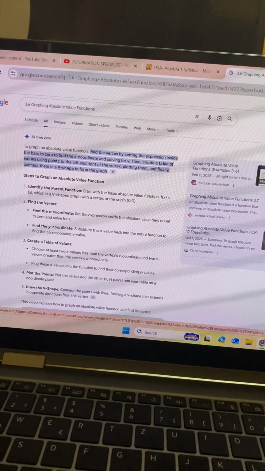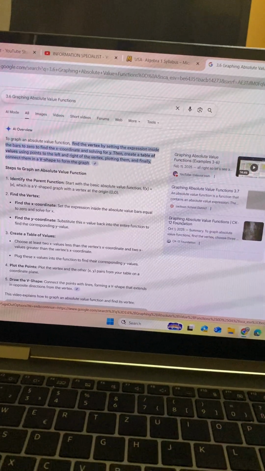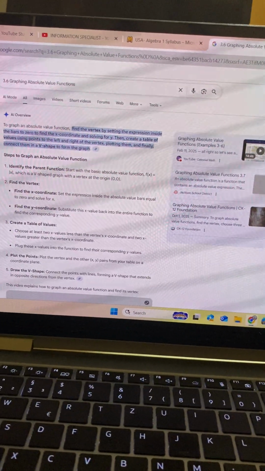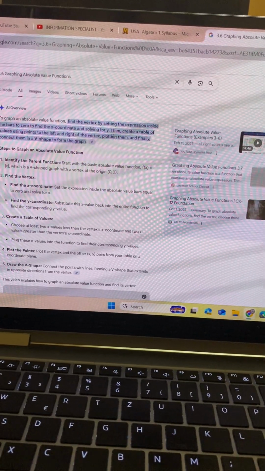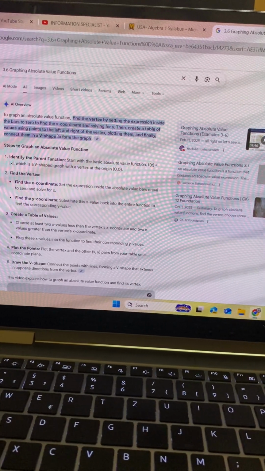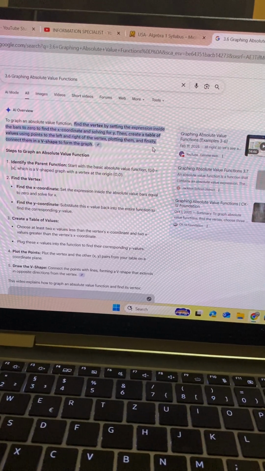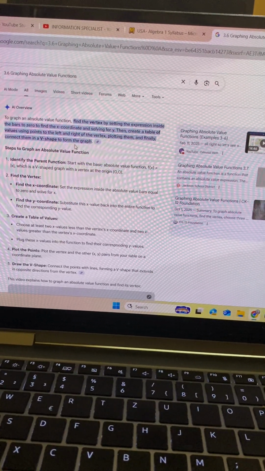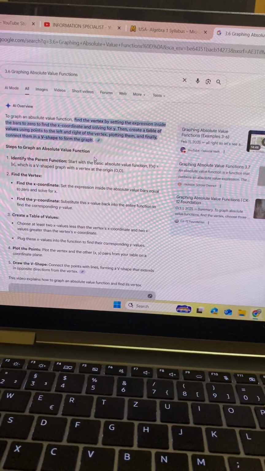To graph an absolute value function, find the vertex by setting the expression inside the bars to 0 to find the x coordinate and solving for y. Then create a table of values using points to the left and right of the vertex, plotting them, and finally connect them in a V shape to form the graph. Steps to graph an absolute value function.